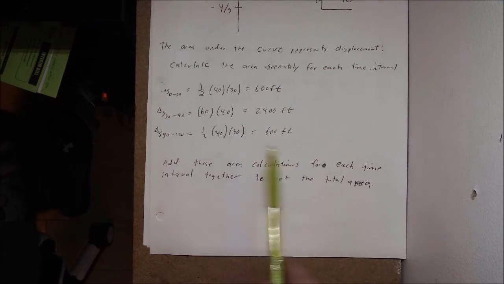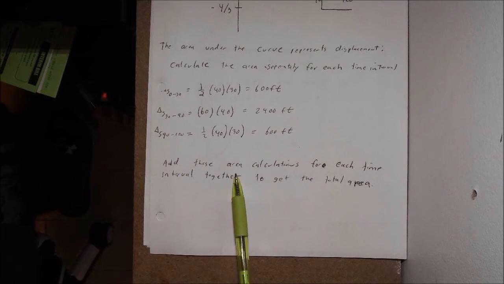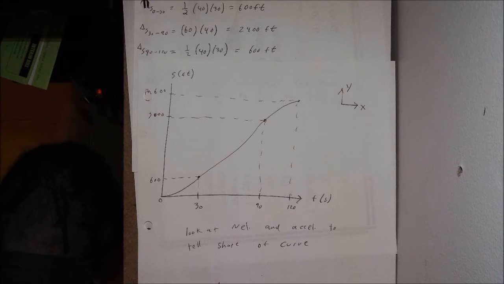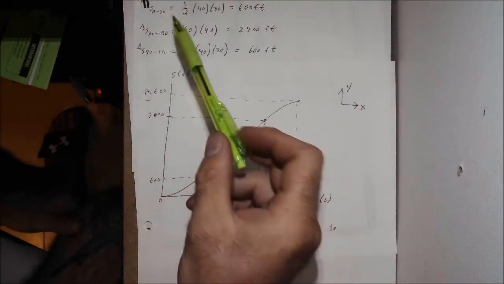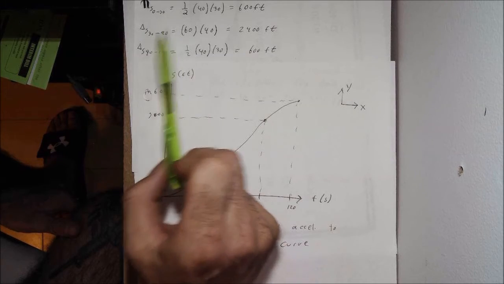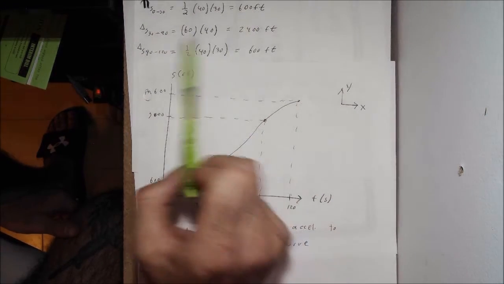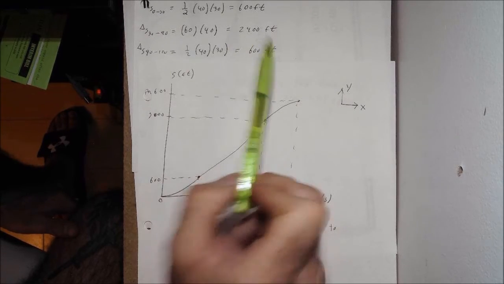So now with all this information that we've obtained from the first graph, we can add these area calculations for each time interval together to get the total area. So now we can take this information that we got for our position versus time for each of these intervals, from 0 to 30, 30 to 90, and 90 to 120, where we go 600 feet, another 2,400 feet, and another 600 feet.